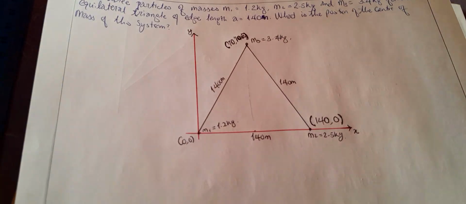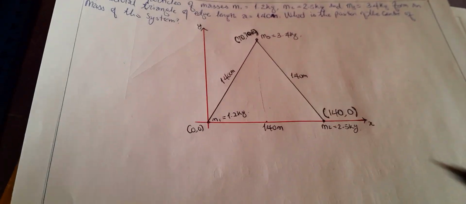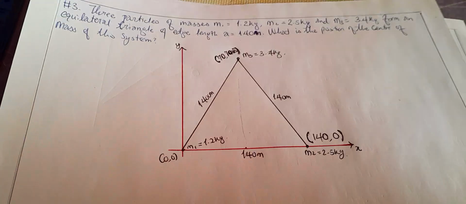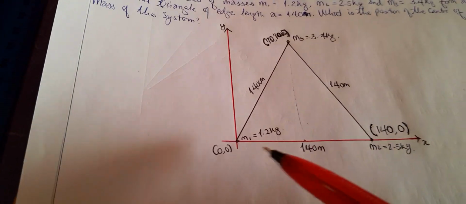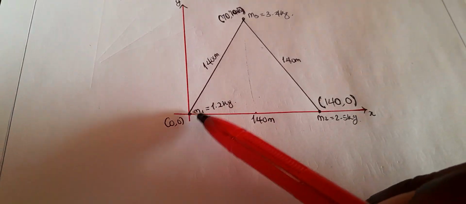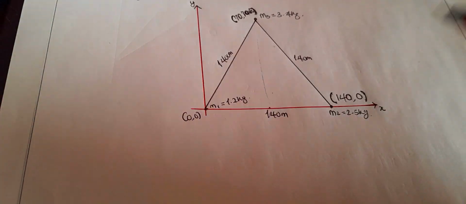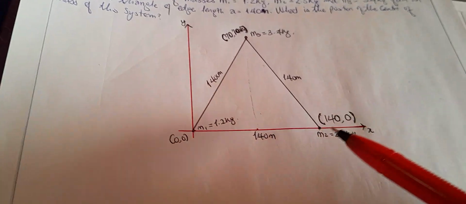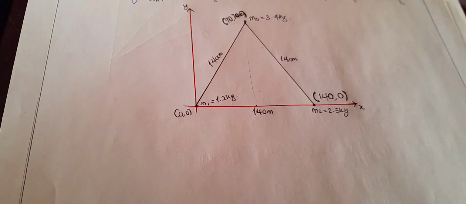Now, it's actually very important we draw this diagram. All right, so this is M1, M2, M3. The next thing is to give coordinates. Since it's an equilateral triangle, all sides are equal. So M1 is at the origin 0, 0, while M2 is at this point: for X it is 140, for Y it is 0, it's not having any height.